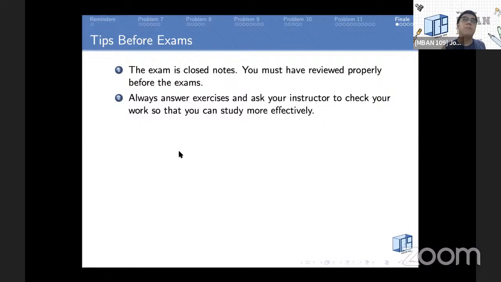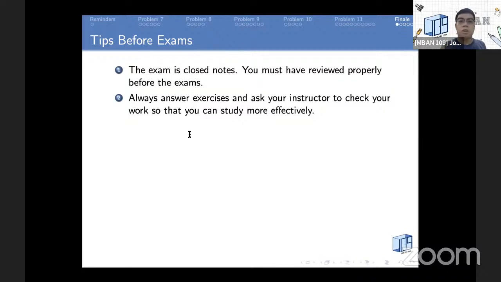Pwede siguro sa email: good day, my name is ganito. Tapos, I would like to consult about ito. Tapos ilagay nyo yung questions nyo. Or, kung pwede sa messenger, you can consult them as well sa messenger. Sabihin nyo lang na, good day, I am ganito. Tapos here are my questions for this consultation.